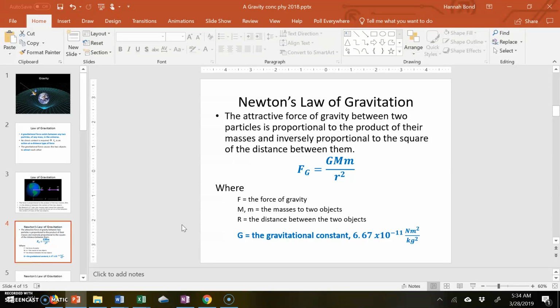So the attractive force of gravity is proportional to the product of the two masses, right? Because it's a product because we multiply the big mass times the smaller mass. And gravity is inversely proportional to the square of the distance between them. Notice that G has a commonly accepted value of 6.67 times 10 to the negative 11th. And if you wanted to, because we'll be using this constant a lot, you could store this value in your calculator.